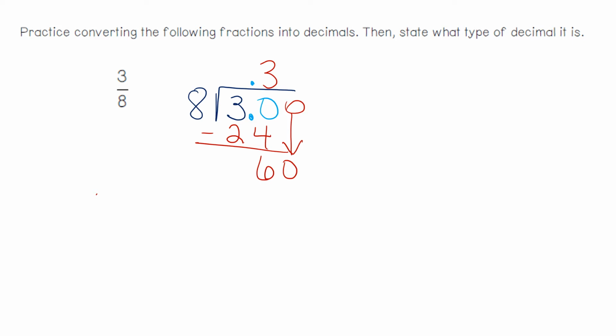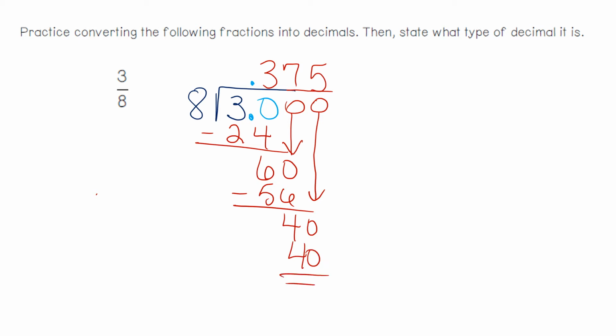Didn't come out even, so we need to add a 0 and bring it down. 8 goes into 60 7 times. 8 times 7 is 56. Subtract, you are left with 4. Again, it did not come out even, so we add a 0 and bring it down. 8 goes into 40 5 times. So my decimal answer is 0.375, which makes this a terminating decimal.